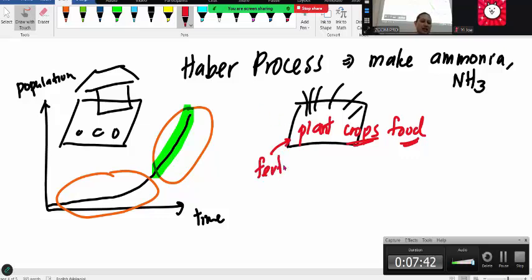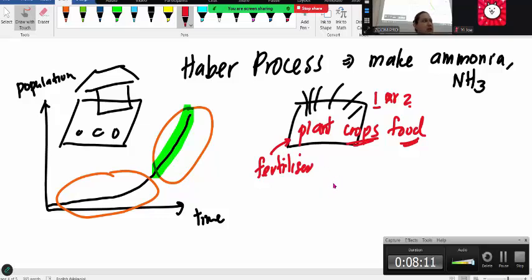You must have fertilizer. Now, 100 years ago, what did people use as fertilizer? Cow dung, chicken dung, all of this, they used to fertilize the soil. But that is only enough to get crops once or twice a year. But now, with the human population exploding, you need the soil to keep growing and growing.